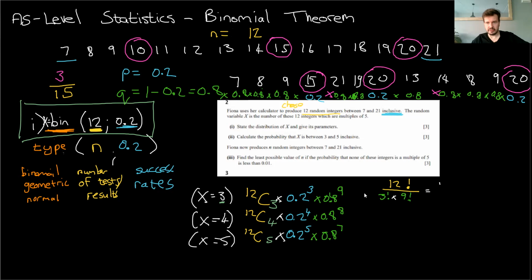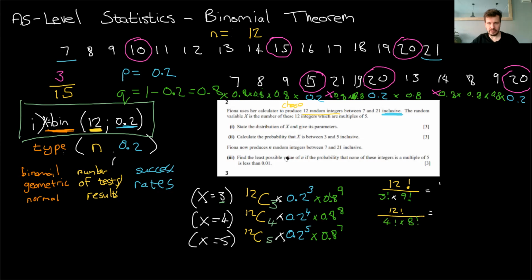And so this 12 combination 4, that part of it would have been 12 factorial over 4 factorial times 8 factorial. Okay, now once you've got this, you're going to say 12 factorial over 3 factorial times 9 factorial times 0.2 to the 3 times 0.8 to the 9. That's going to give you an answer.